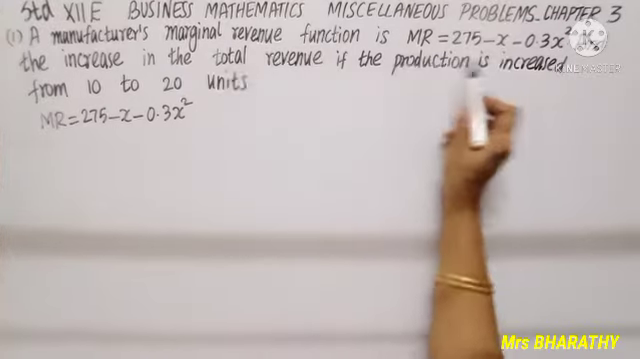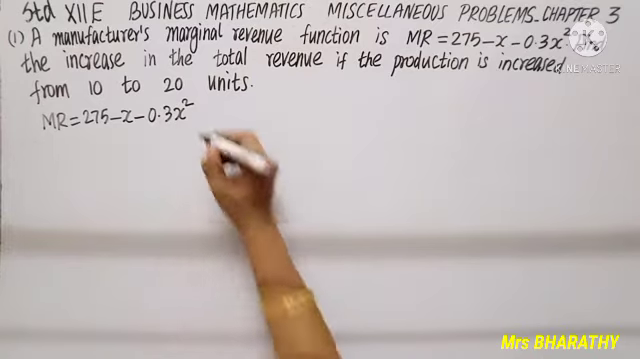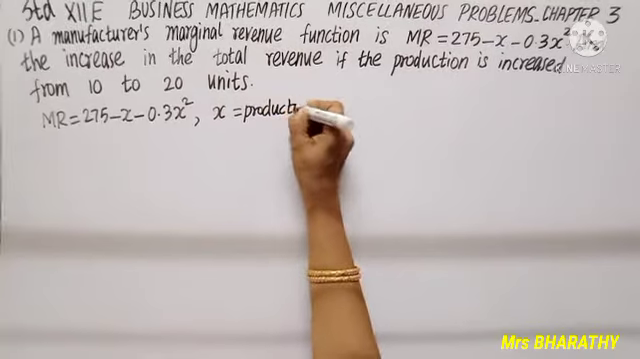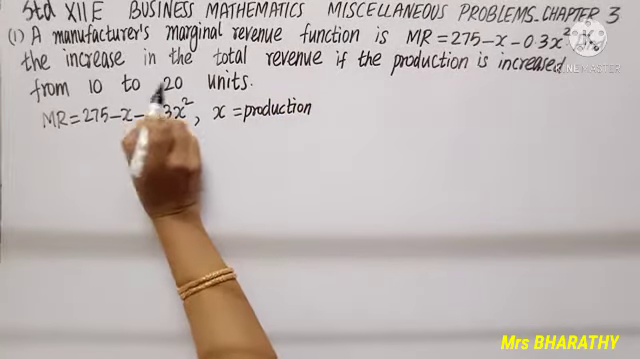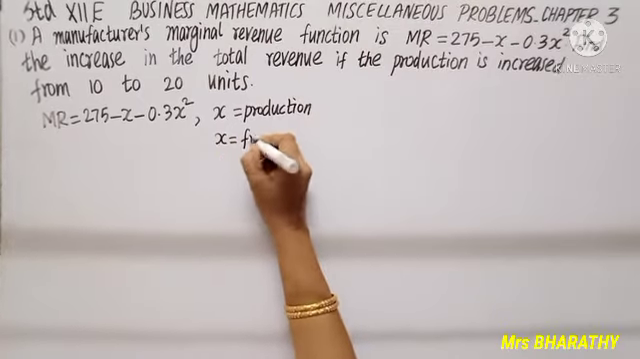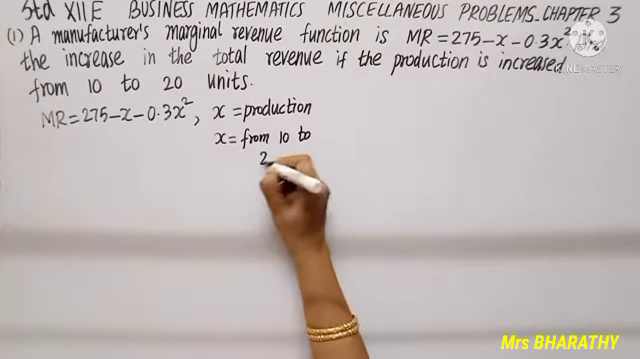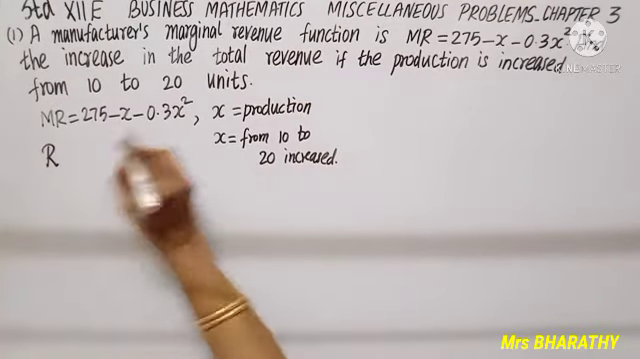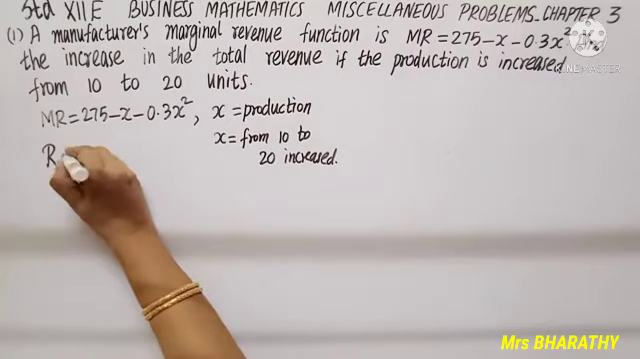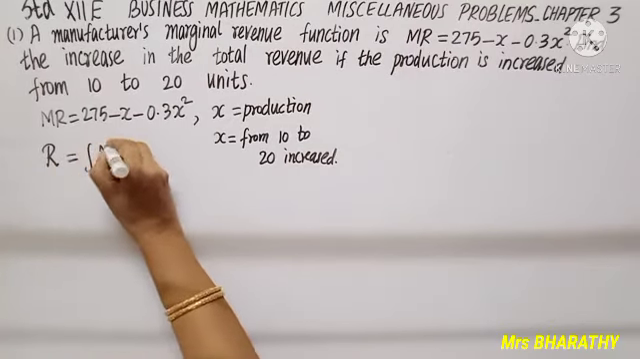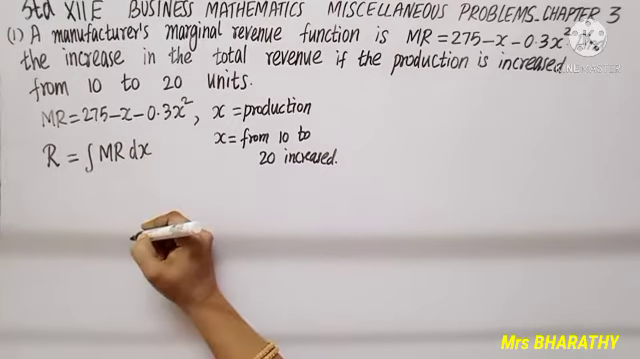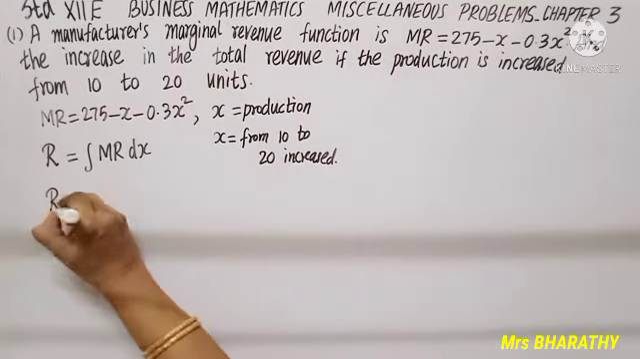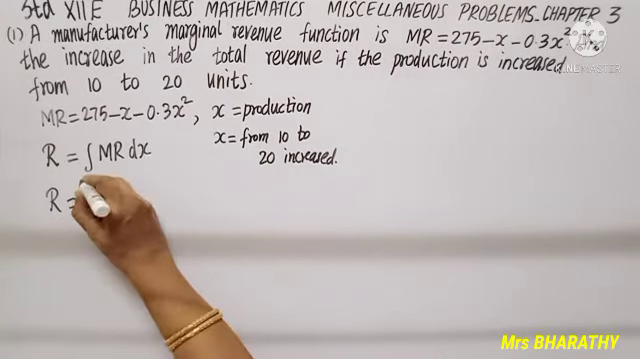If the production is increased from 10 to 20, we call X to be the production, and given X changes from 10 to 20. So, X value increased from 10 to 20. I need revenue, so total revenue represents R. The formula is integral MR dx. Since they have given from 10 to 20, we need to integrate from 10 till 20.